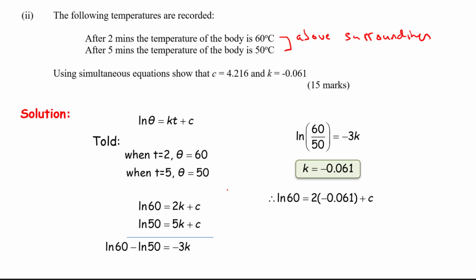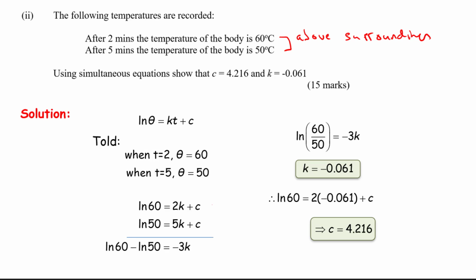So now all you have to do is put k into either of those equations. So let's put it into equation number 1. So the log of 60 is 2 times k, which is 2 times minus 0.061, plus c. And the log of 60 minus 2 times minus 0.061 is equal to 4.216, which is what you need to prove. Okay, so that wasn't too bad really, I don't think.